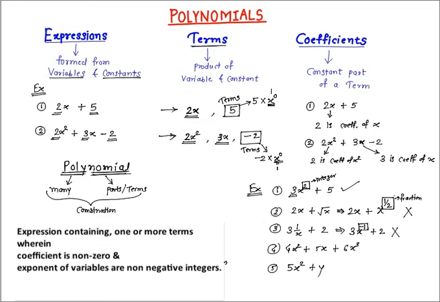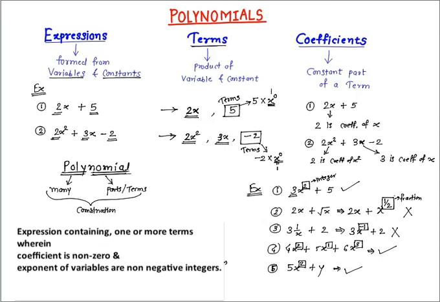The exponents of the variable x here are non-negative integers. That means it is a polynomial. Now what about expression 5? The exponent of the variable is a non-negative integer. Hence we can say it is a polynomial.